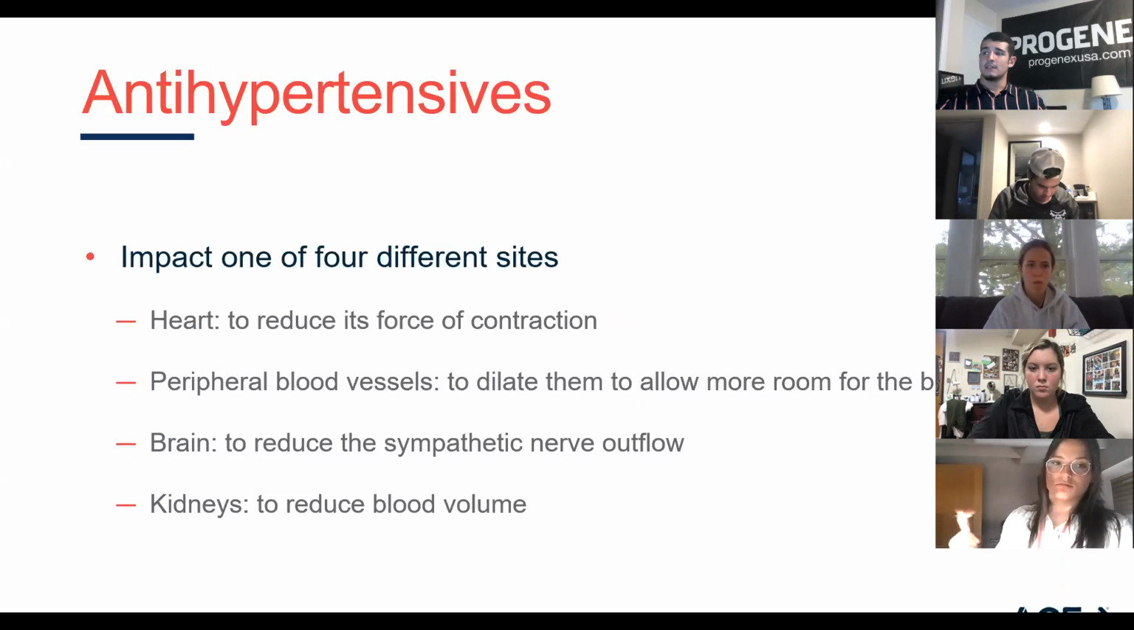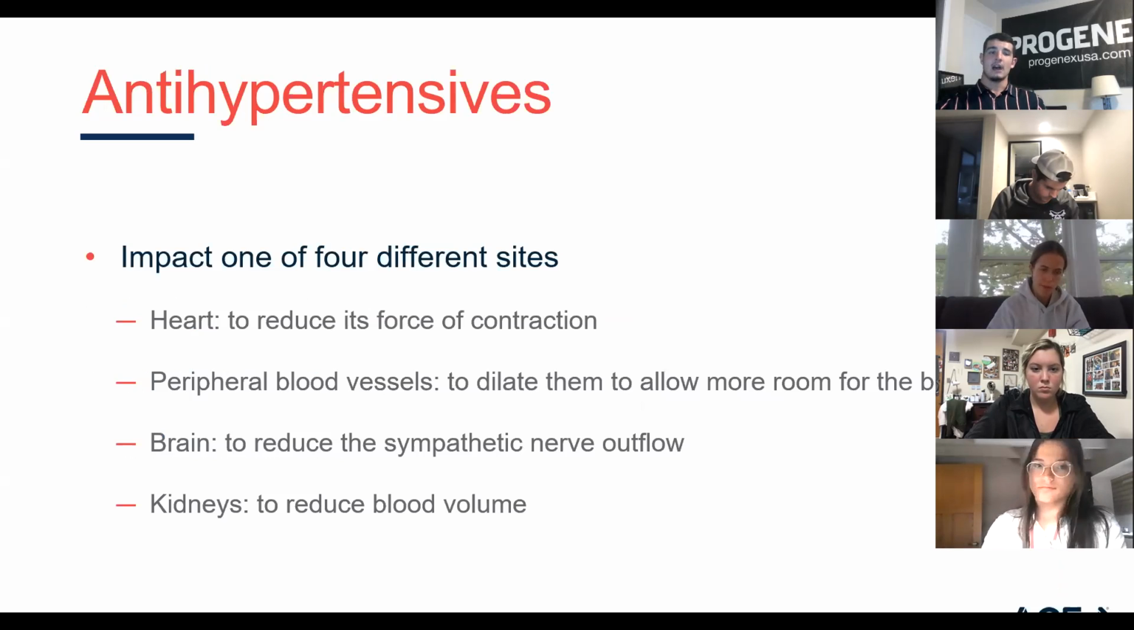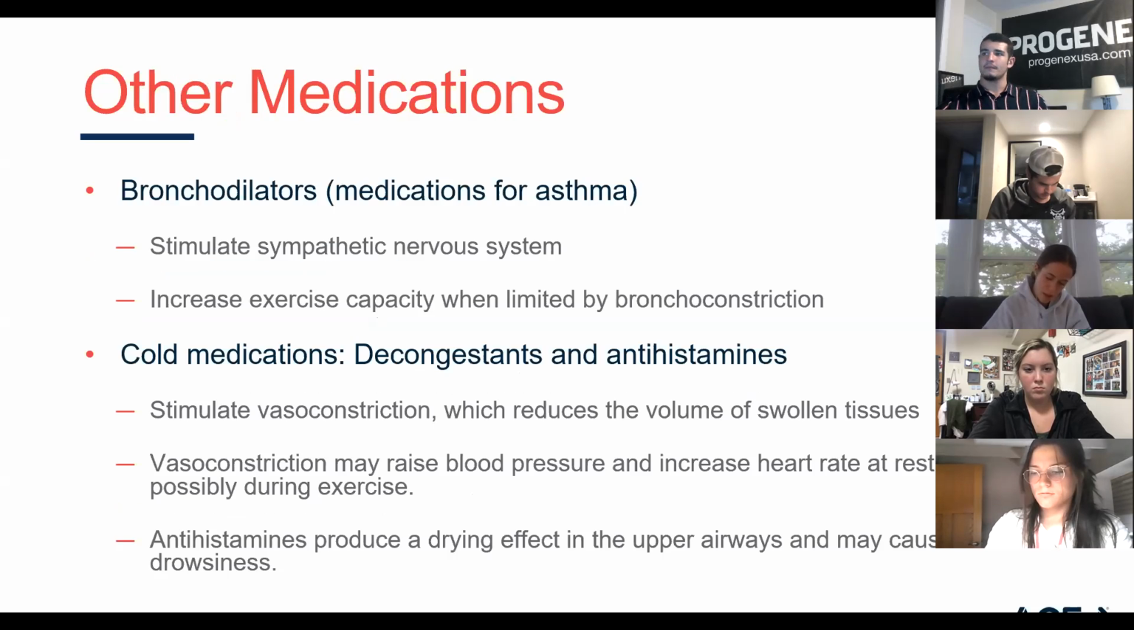So antihypertensives can impact one of 4 different sites. That is, how do they get the job done? They get it done in one of 4 different ways. They can either affect the heart and how hard it pumps. They can affect the blood vessels and how big or small they get, how much they dilate. They can affect the brain and the nervous system to either get a sympathetic or parasympathetic response. And they can affect the kidneys to reduce blood volume.